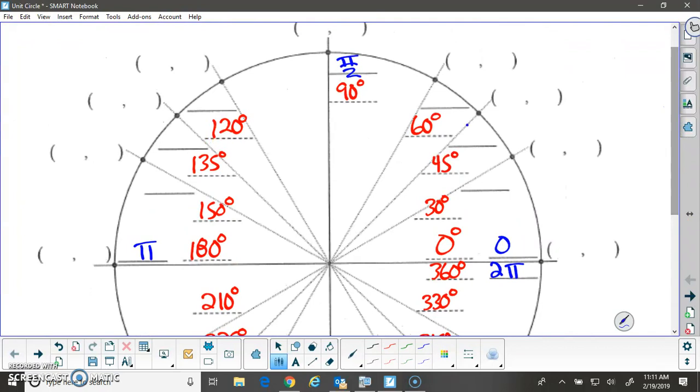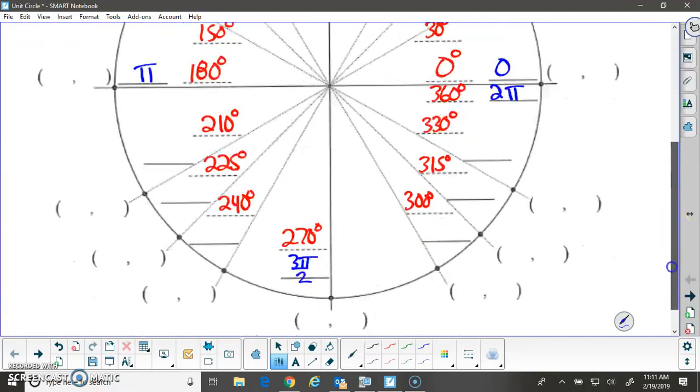Then in the middle of each quadrant we have 1/4 of a pi, 3/4 of a pi, 5/4 of a pi, and 7/4 of a pi.